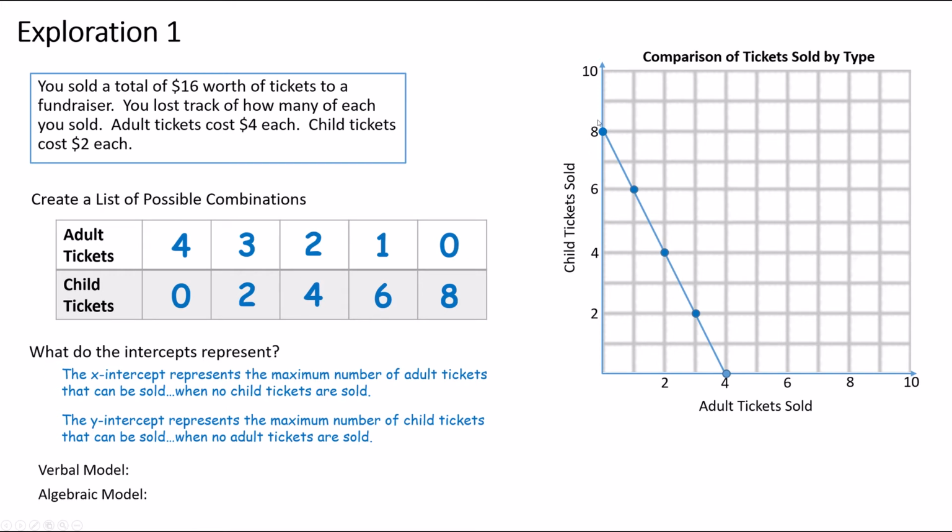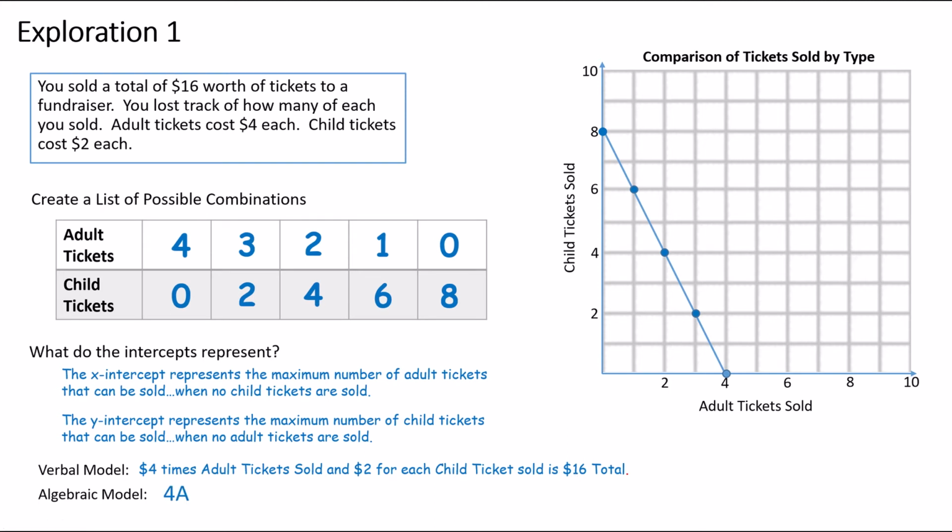This point, the y-intercept, this point, the x-intercept, we're going to spend a lot of time talking about today, so make sure you're comfortable with that. By the way, we can also represent this verbally by saying, if I wanted to write an equation, it's going to be $4 times the number of adult tickets sold, combined with $2 for every child ticket sold, for a total of $16. Or if I wanted to write that algebraically, 4 times adults plus $2 for every child, or 2 times the child's tickets, equals $16.